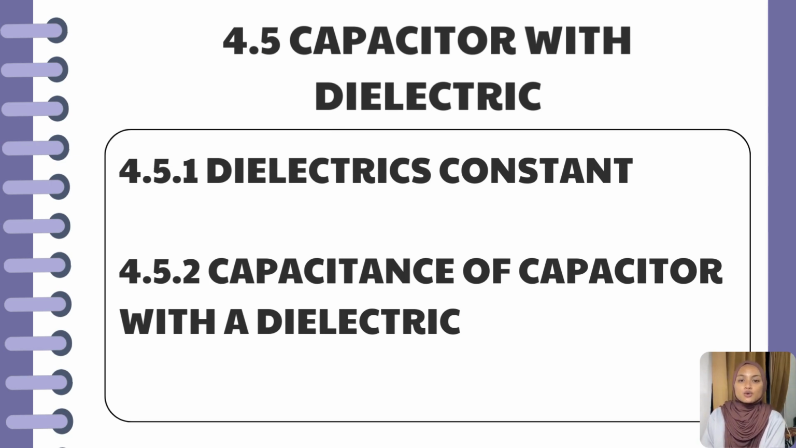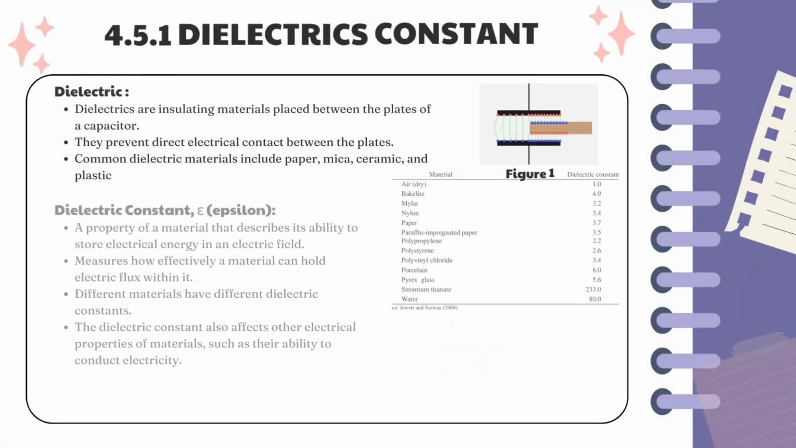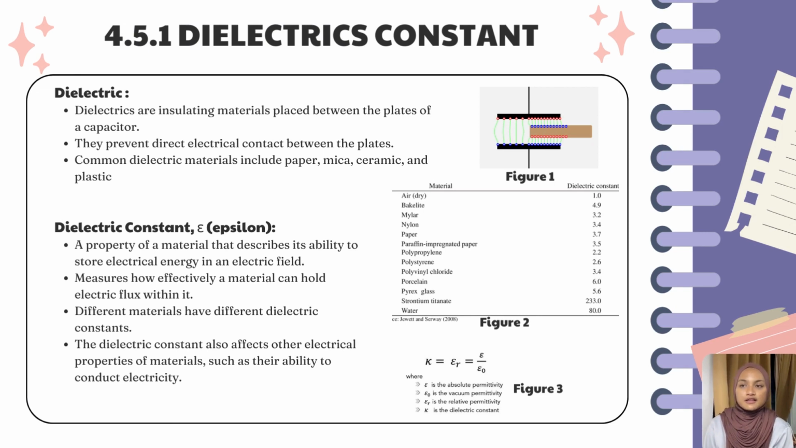I will continue with the last subtopic in this chapter, capacitor with dielectric. This subtopic contains two parts, 4.5.1 dielectric constants, and 4.5.2 capacitance of capacitor with a dielectric. What is a dielectric? Dielectrics are insulating materials placed between the plates of a capacitor. They prevent direct electrical contact between the plates. Common dielectric materials include paper, mica, ceramic, and plastic.